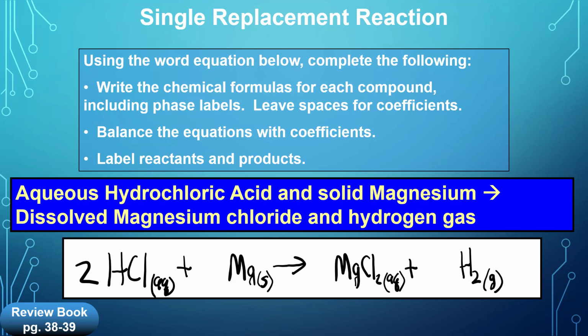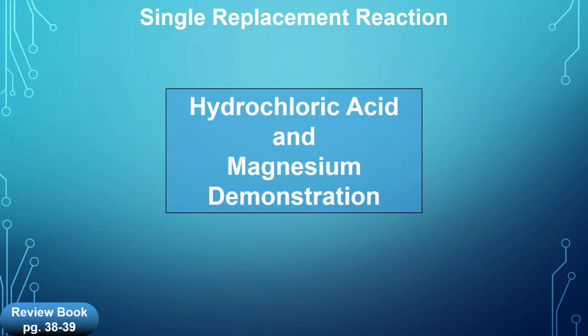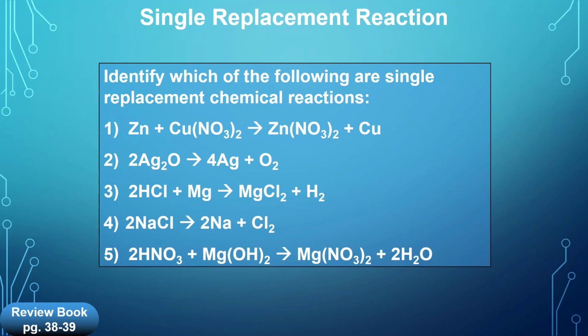Okay, let's move on and see the general equation. So you can see here that A is replacing B. It's kicking B out of the compound, and it's taking its place, and it's a partner now with the X. I would normally do a demonstration here of the single replacement reaction.